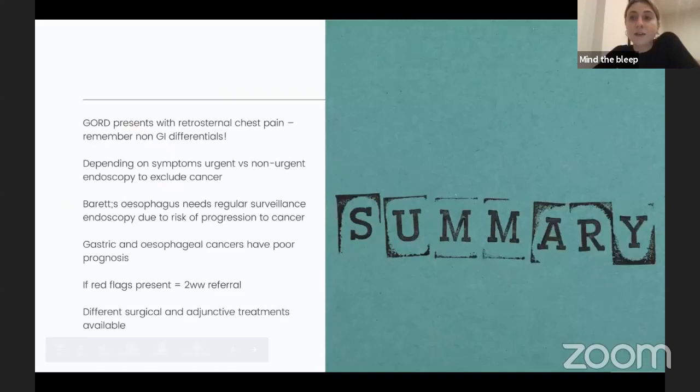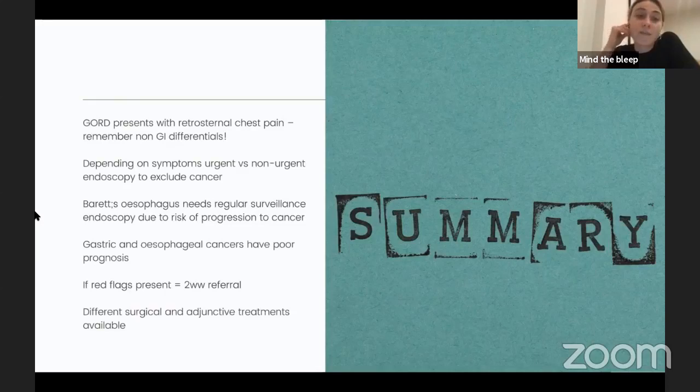All right, so just to summarize, gastroesophageal reflux disease most commonly presents with retrosternal chest pain, which is burning in nature, but it's really important to remember non-gastrointestinal differentials. You should always ask about red flag symptoms, because depending on what symptoms the patient might have, you might have to consider urgent or non-urgent endoscopy to exclude cancer or to look for potential complications of gastroesophageal reflux disease.